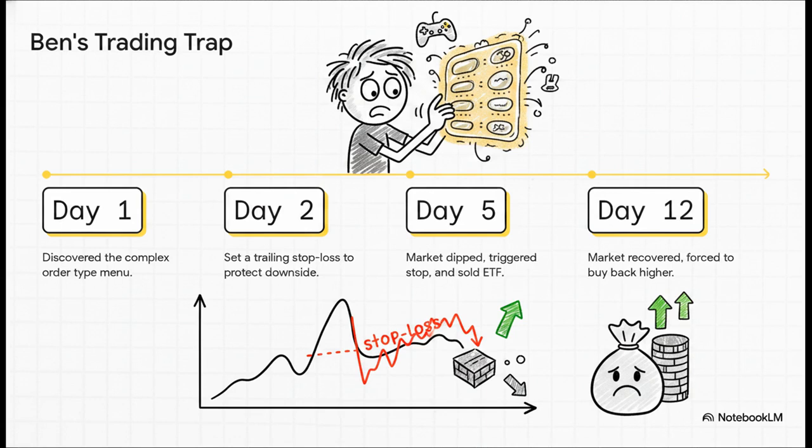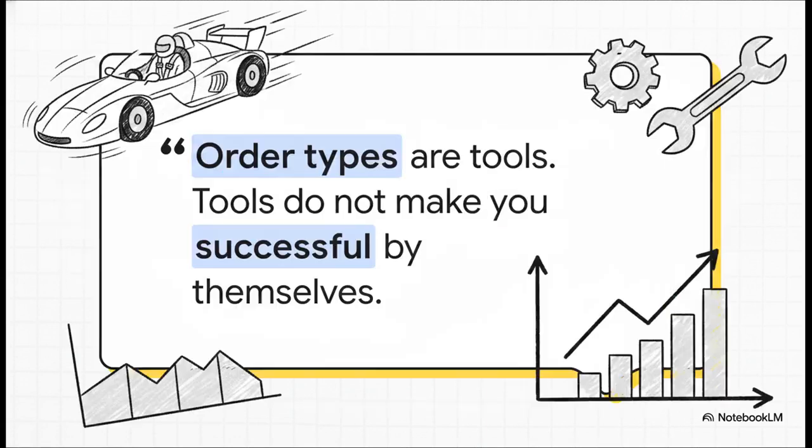Now, Ben was doing great, perfectly fine, until he discovered his broker's advanced order type menu. Suddenly, day 1, he finds all these shiny buttons. Day 2, he decides to set a trailing stop loss, thinking, hey, I'm protecting my downside, just like the pros do on the internet. Well, Day 5 rolls around, the market takes a tiny, totally normal dip, but boom, it triggers his stop and automatically sells his ETF. Then Day 12, the market completely recovers. So what happens? Ben is forced to buy back his shares at a higher price. Without meaning to, he accidentally turned his boring winning strategy into this incredibly stressful video game of selling low and buying high. So how do we make sure we don't end up like Ben?